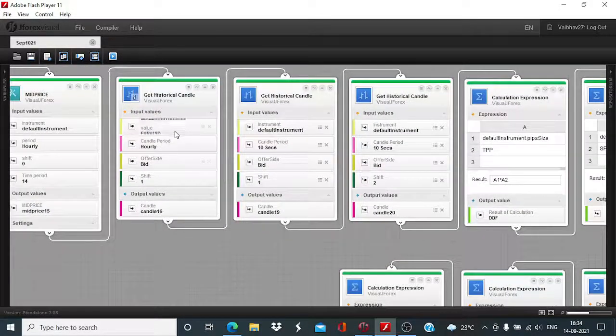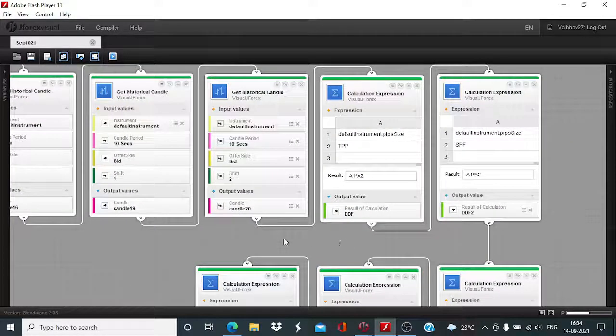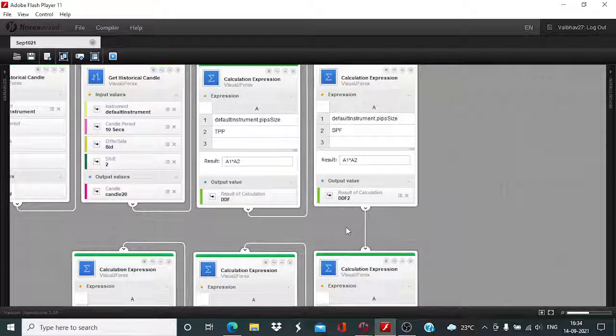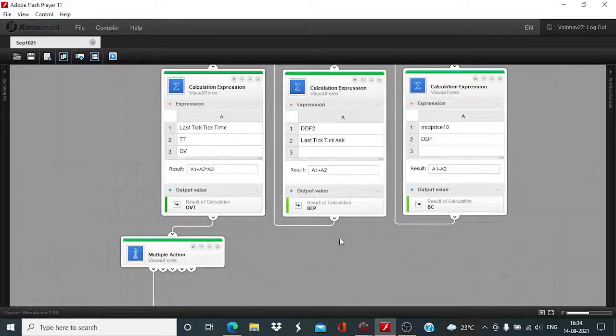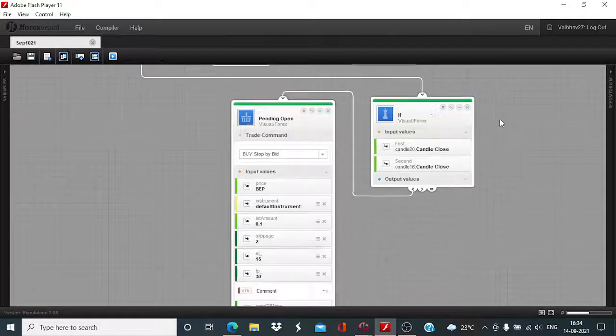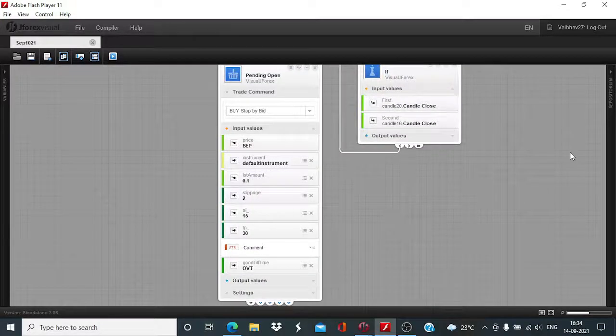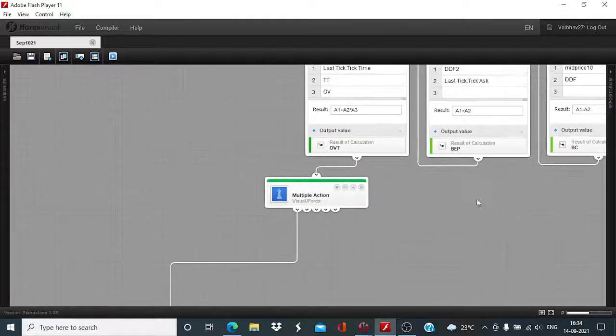And to look at the price volatility, we are also taking the help of these get historical candle blocks. These are information blocks. And to define certain variables, we have also taken the help of these calculation expressions. Okay, and on the lower side, we have the buy side of the equation ready. Today it's the turn of the sell side.